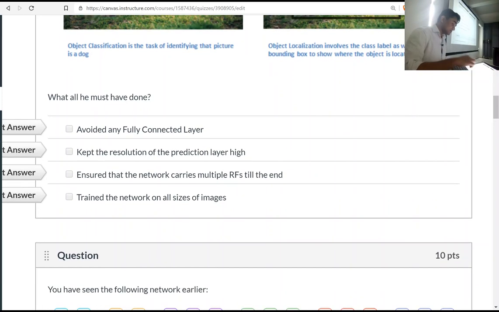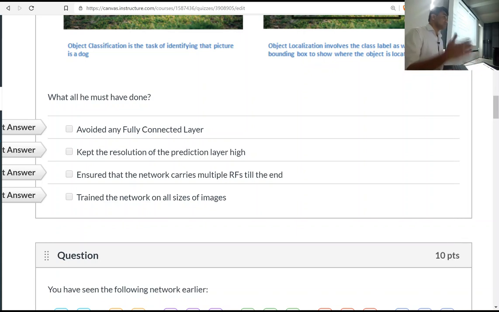Okay. So you have to keep the resolution of the channel as high as 13 cross 13 cross 5 cross 125. Now this is one approach. We have another approach in SSD where we use something called region proposal. In region proposal, again the resolution of the output is going to be very high.